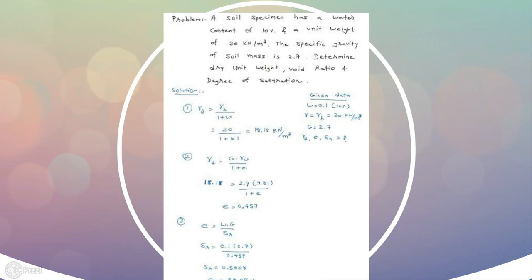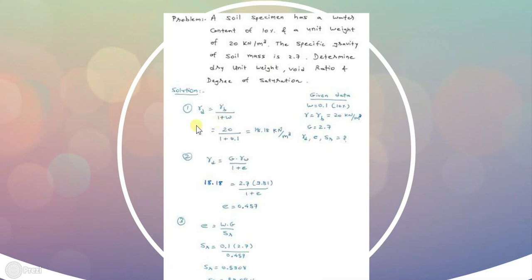The next problem suggests a soil specimen has a water content of 10%, a unit weight of 20 kilonewton per meter cube. The specific gravity of the soil mass is 2.7. Determine dry unit weight, void ratio and degree of saturation. We are provided with three things: water content 10%, bulk unit weight or unit weight 20 kilonewton per meter cube, and specific gravity G is equal to 2.7. Let us find out dry unit weight first. Gamma D is equal to gamma B upon 1 plus W.